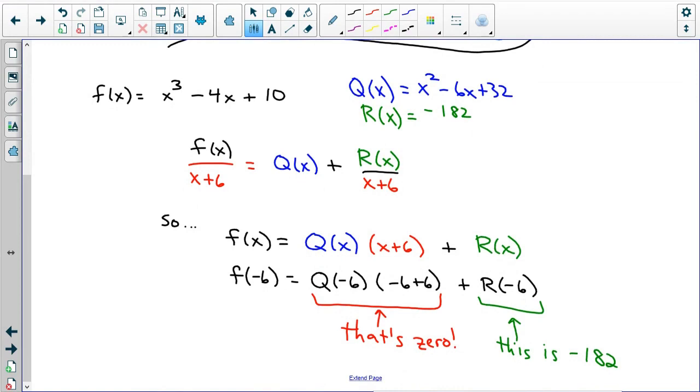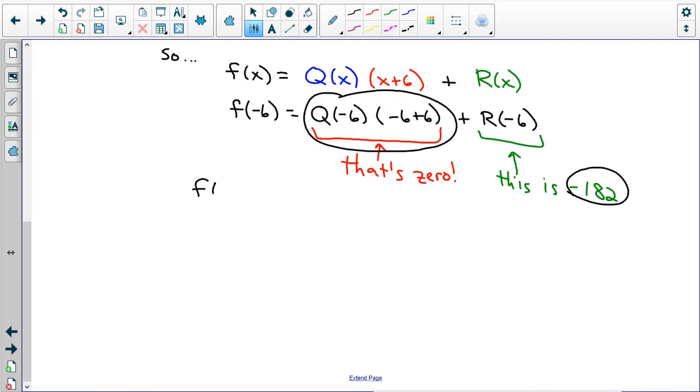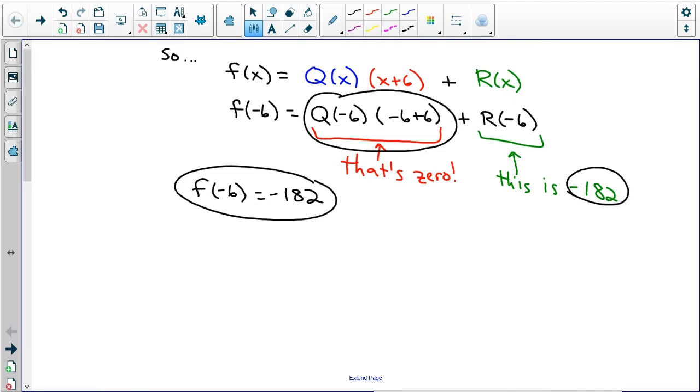Then if I substitute a negative 6 in, this whole part becomes 0, and I'm just left with negative 182. So f of negative 6 would have to equal negative 182 in this problem.